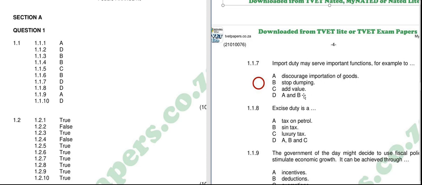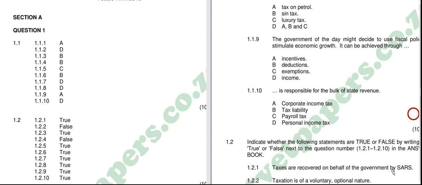So having that, we move on to number 8, excise duty is, and of course according to our response, D is the correct one. A, B and C: we have got tax on petrol, we have sin tax, we have also luxury tax as correct. So this is what we have for number 8. We move on to number 9. Number 9, we have the government of the day might decide to use a fiscal policy to stimulate economic growth. It can be achieved through, we have A, incentives. Then number 10, dash is responsible for the bulk of state revenue, which is D, personal income tax is the correct answer.